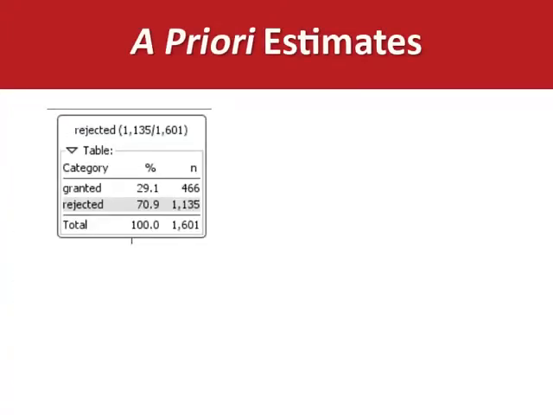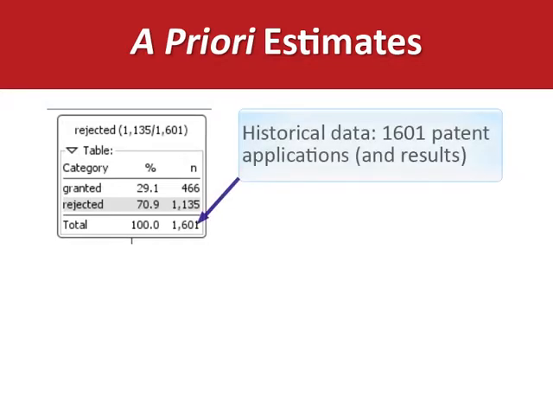The most important construct in a classification tree is this thing called a node. So here is a node that describes all of our training data. Now, training data is just our data set that we're using to learn the relationships. So in our training data, we have just over 1,600 patent applications. And of course, we also have the results of those patent applications. We know how they turned out.